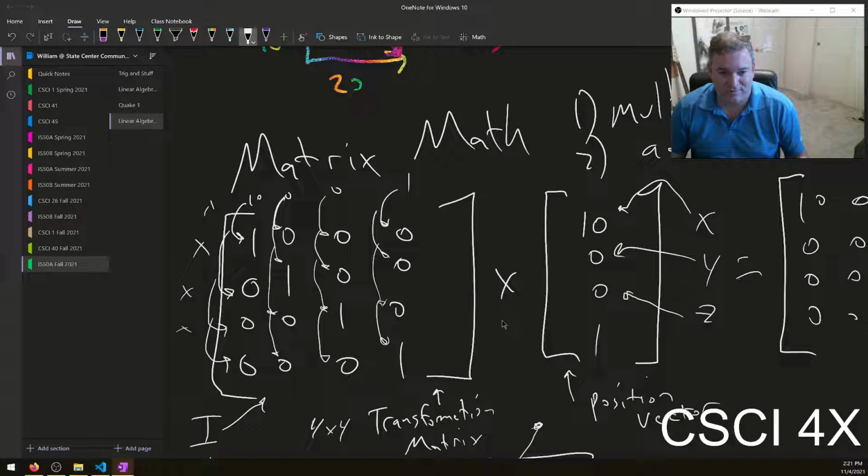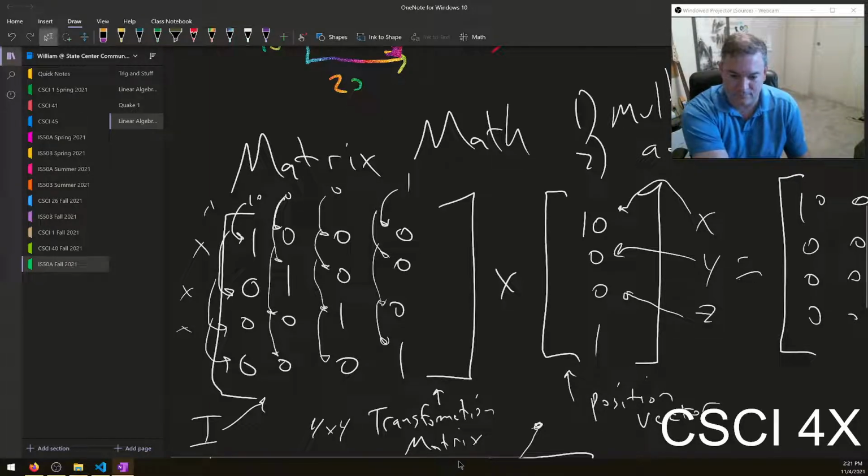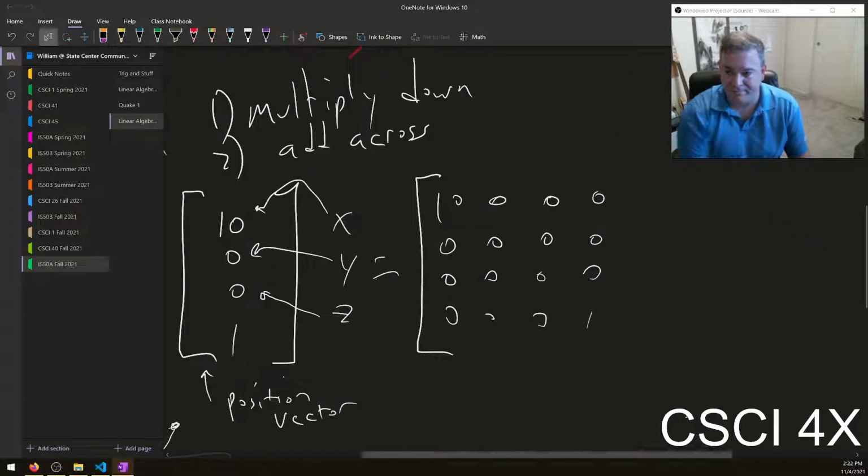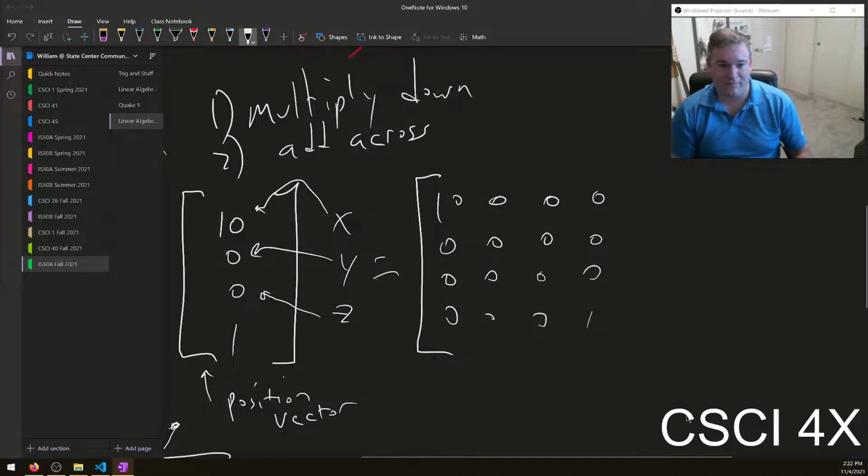So you take this, you turn it sideways, and you multiply 10 times this one, this one, this one, this one. 0 times this. Do you see that? So 10 times 1 is 10. 10 times 0 is 0. 10 times 0 is 0. 10 times 0 is 0. These two columns turn into zeros, and 1 times 0 is 0. 1 times 0 is 0. And so it ends up being this. So that's the first step, multiply down.